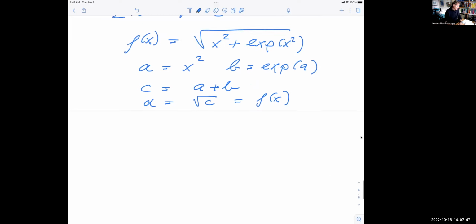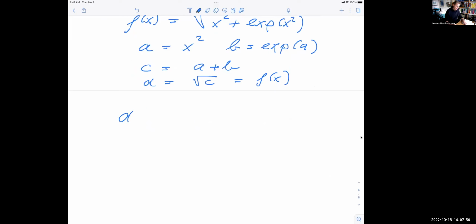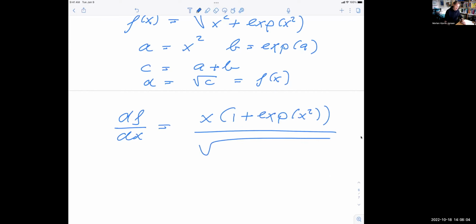Now if I calculate the derivative, so df/dx, this is going to be equal to x times 1 plus the exponential of x squared. There's a division, and this division is given by the square root of x squared plus the exponential of x squared. Now again, if we do this in a brute force way, we are going to have one multiplication, so that's one floating point operation, one addition here, that's another, so that is 2, and then we have this one, which gives another one, and then the exponential.